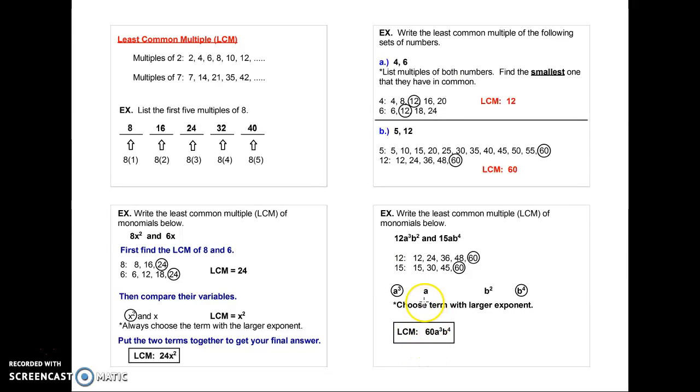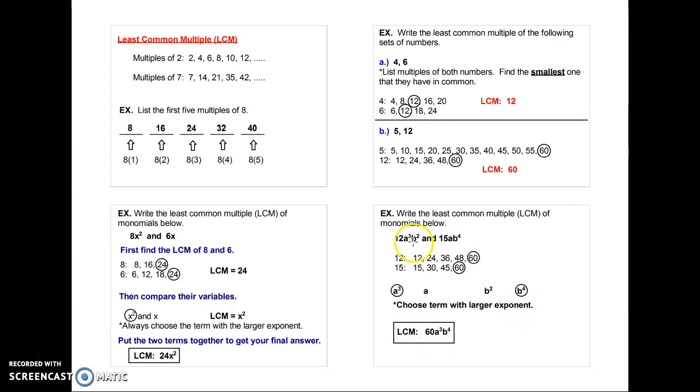Now I have to look at the variable portion of this. I have two different variables that are happening here. I have an a term and I have a b term. So we're going to compare them. I have an a to the third from my first monomial, and I have an a to the first power from the second monomial. Again, you're always choosing the larger exponent. So between the two, a to the third is obviously larger, so that's going to be part of my answer.